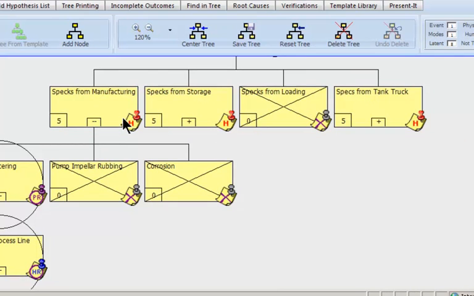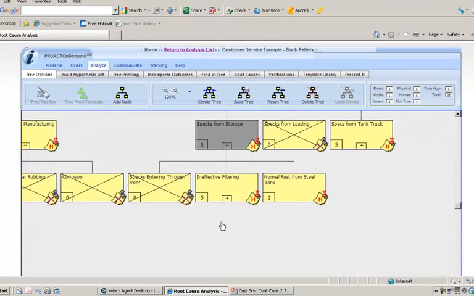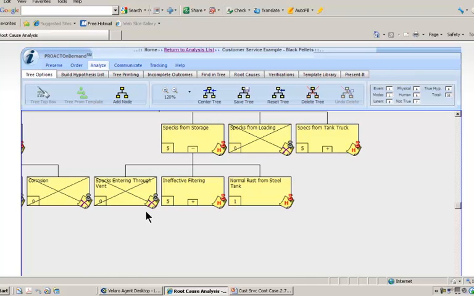Okay, now, had we just followed a path of linear logic and said, well, this is the only thing that we found, we know this to be true, we could have left it at that and put in recommendations to put the filter in the line. But then we would have been blinded by the possibility that things were happening in parallel in this particular case. So we continue looking. Specks from storage, the way we store the pellets. How could we have had specks from storage?